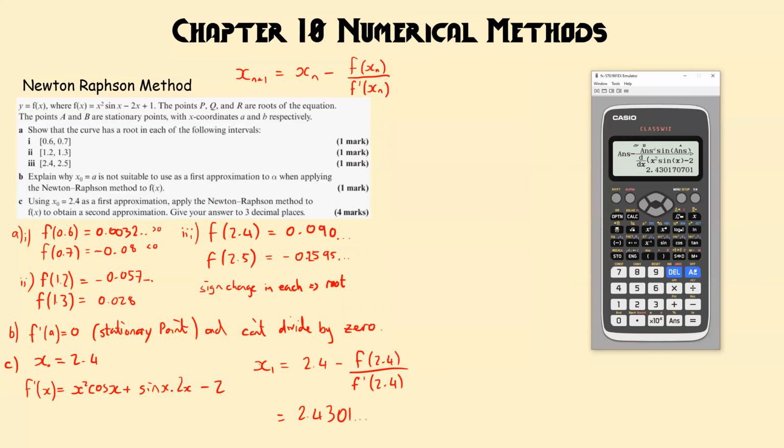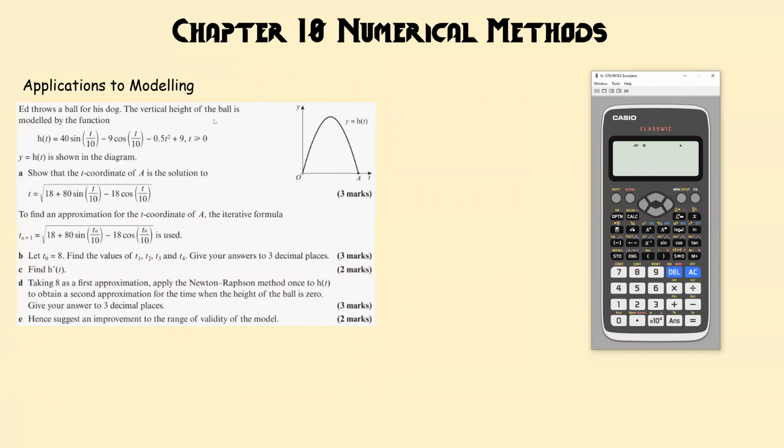Finally, we've got how we can apply these things to different methods, I suppose, to modeling questions. So here we've got Ed throws a ball for his dog. The vertical height of the ball is modeled by this horrendous function. So I'm probably going to have to do some of this and skip around a little bit. But why is h(t) shown in this diagram? So we know it goes up and it comes down. Show that the t quantity of A is the solution to, and then it's got t equals blah, blah, blah.